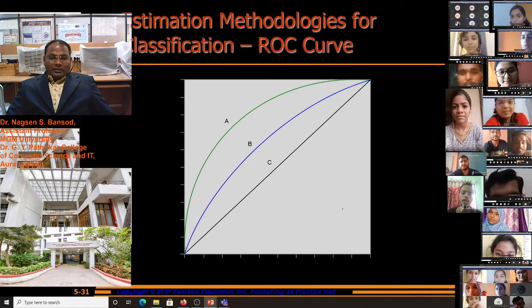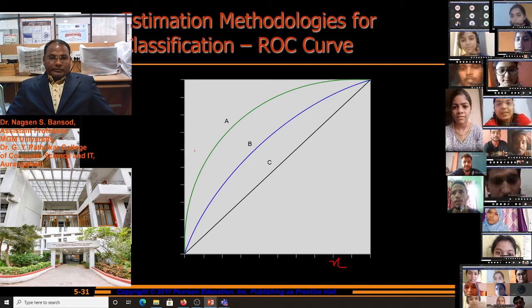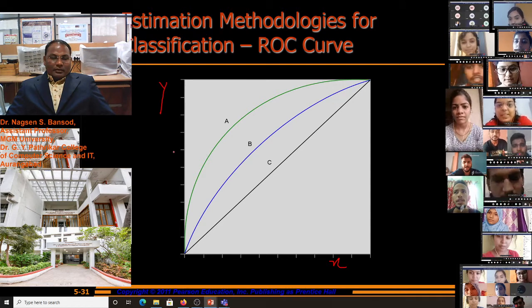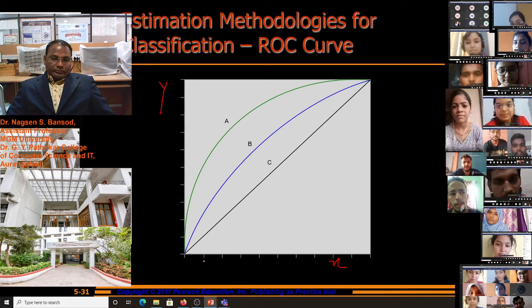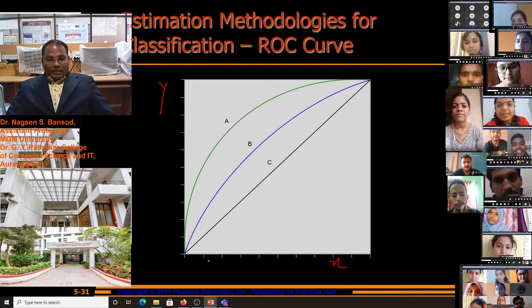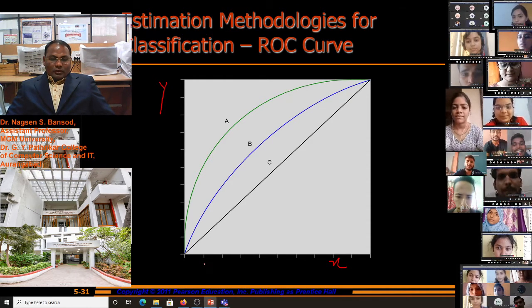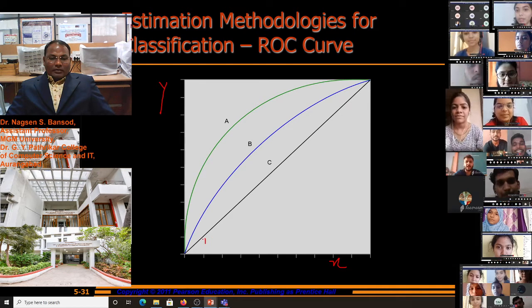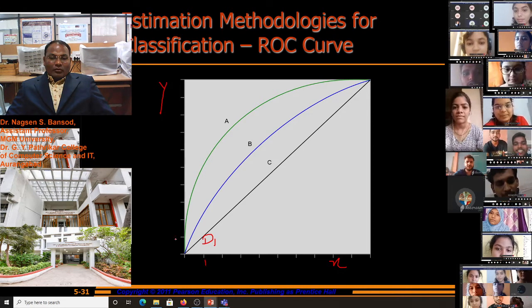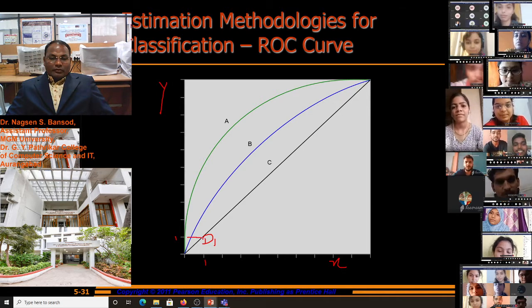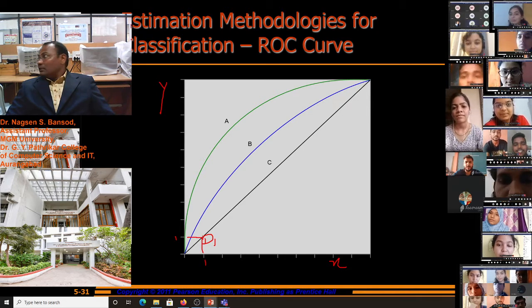This is our X, Y, and suppose our data D1, data 1, is at the 1 and 1 location. Then we will get this data point here.